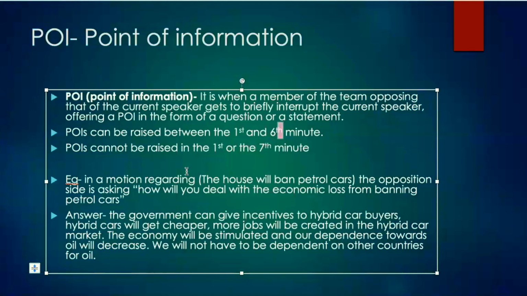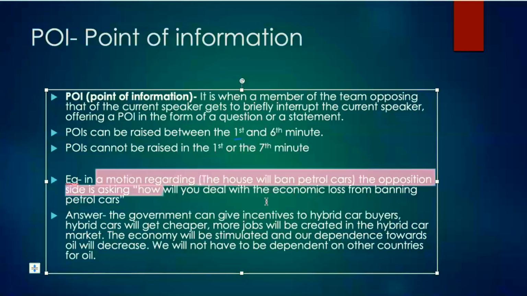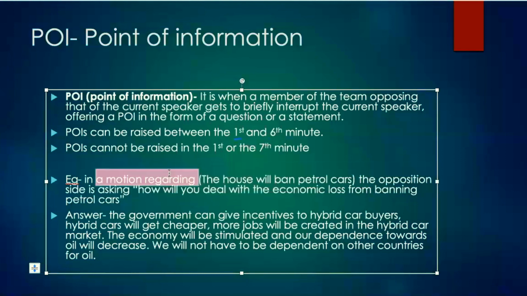So here's a simple example of how a POI could be asked. In a motion regarding the House will ban petrol cars, the opposition side is asking, how will you deal with the economic loss from banning petrol cars? So you could say that the government could give incentives to hybrid car buyers, which will get cheaper, and more jobs will be created in the hybrid car market. The economy will be stimulated, and our dependence towards oil will decrease, so we'll not be dependent on other countries for oil. So this is a small example of how you could ask or deal with POIs.